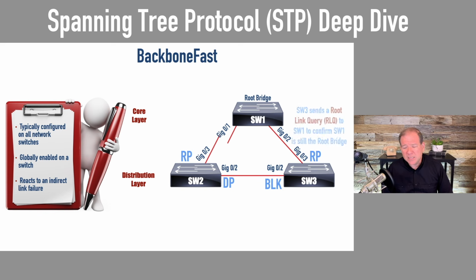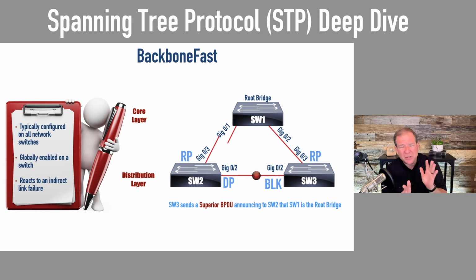And Switch 1 gets that and says, oh, Switch 2's up to it again. Yeah, I'm still the root. It sends a reply called an RLR, a root link reply, saying, yes, here's the proof. Here's my bid. I'm still the root. And Switch 3 tries to gently tell Switch 2, I know you had your sights set on being the root, but take a look at this. This is a superior BPDU that I just got from Switch 1. I think they should be the root.